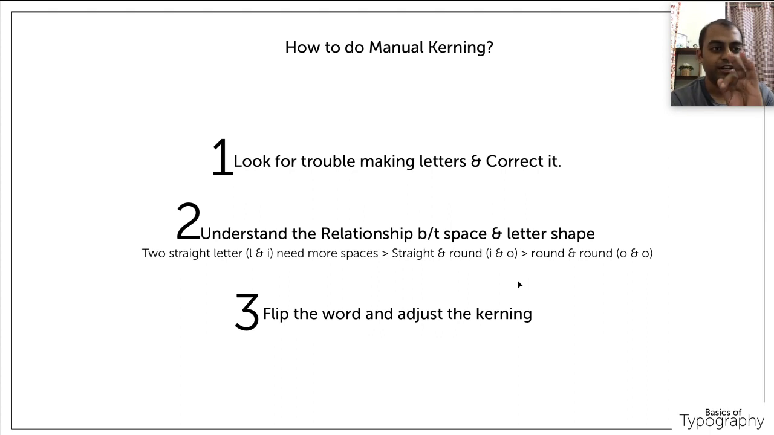Okay, so these are the 3-step process for manual kerning. I hope so, it's a very lengthy video, and the video has not ended yet. I'm just repeating this point again. First, look for troublemaking letters and correct them. Second, understand the relationship between space and letter shape. Third, flip the word and adjust the kerning.